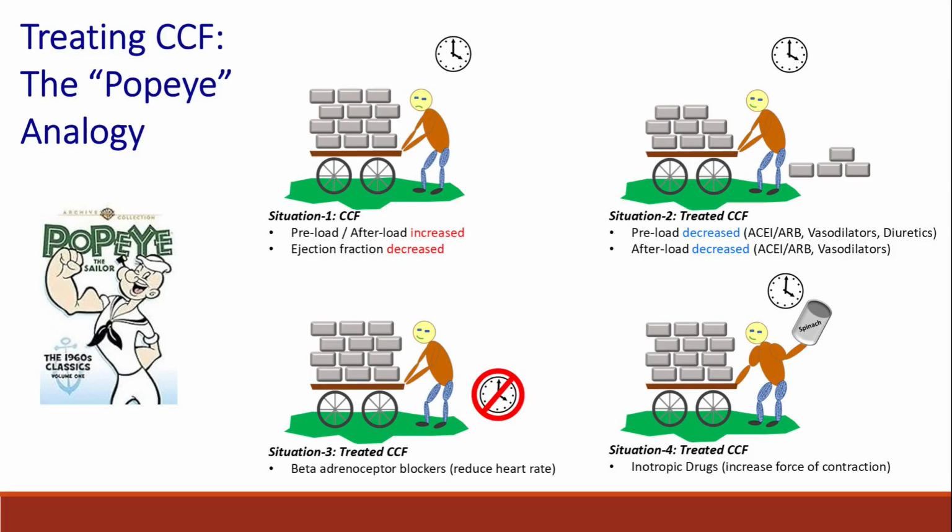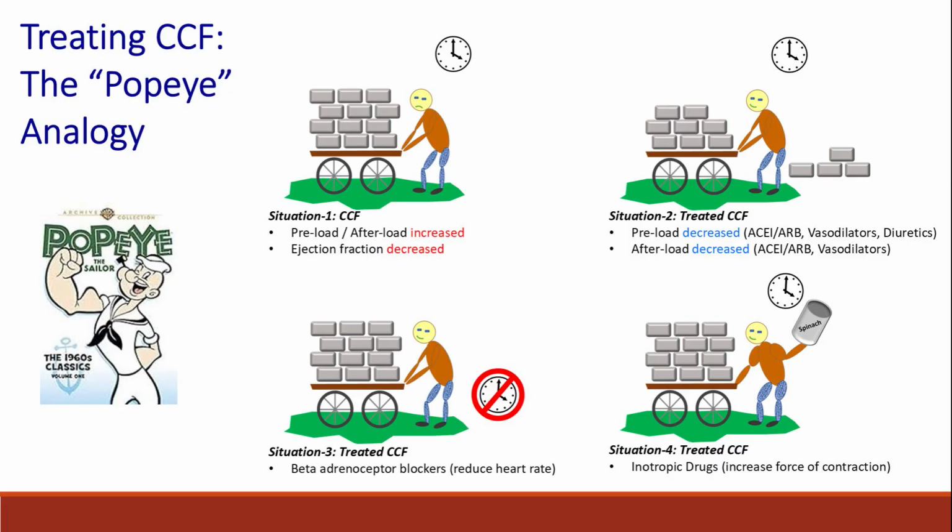To simplify understanding, let's consider the cartoon character Popeye the Sailor as the failing heart facing a heavy task in a time-constrained situation. Scenario 1 shows Popeye as having difficulty to finish the heavy task that should be completed in a given time frame. This is similar to an untreated heart failure, where preload and/or afterload is leading to a low ejection fraction in its symptoms.